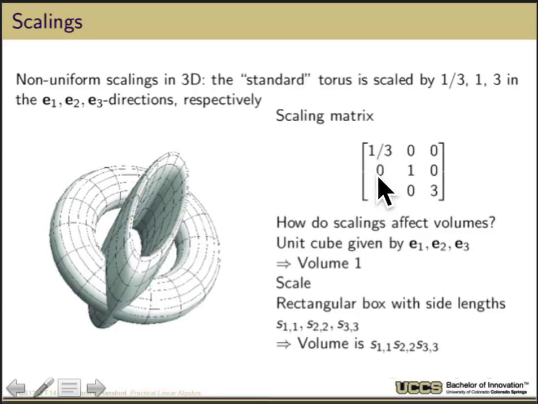And what happens to this? Well, you can also ask, for this special matrix, what has this done to the volume? If the unit cube is given by e1, e2, e3, it has volume 1. After this transformation, you have a rectangular box whose sides are s11, s22, and s33, so the volume is just the product of those. So you can figure out volumes for a diagonal matrix very easily, just taking the product down the diagonal, which, as we've already seen, gives the determinant. And in a scaling matrix, the eigenvalues are the values on the diagonal, so pretty straightforward.